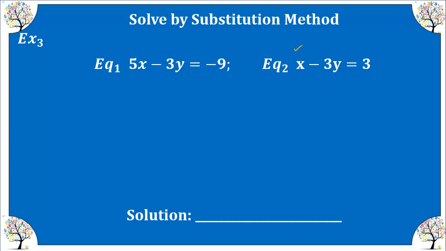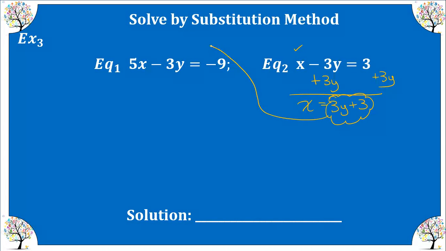The reason I do that is because in order to isolate x, I simply have one step to do. Now I have +1x is equal to 3y plus 3. X is isolated. So now it says x equals 3y plus 3. So I'm going to take this expression of what x equals and substitute it into our first equation. So we're going to have 5 times, instead of x, 3y plus 3, minus 3y equals -9.